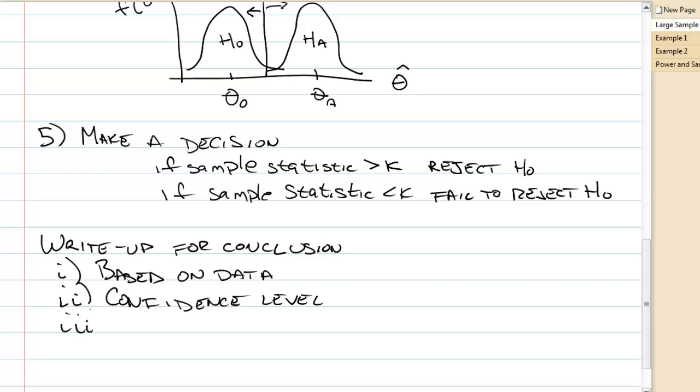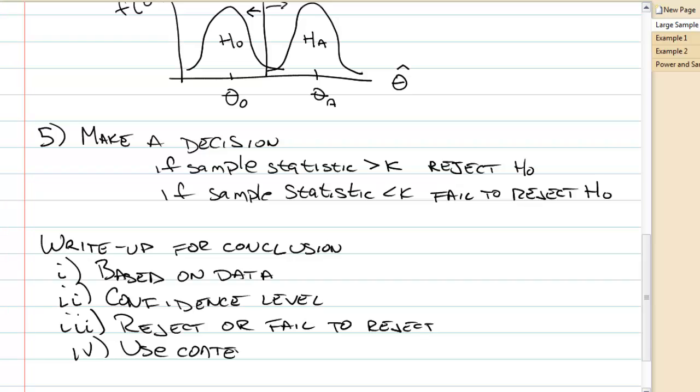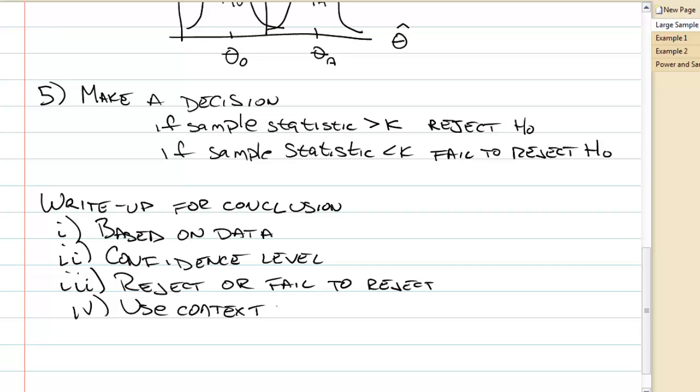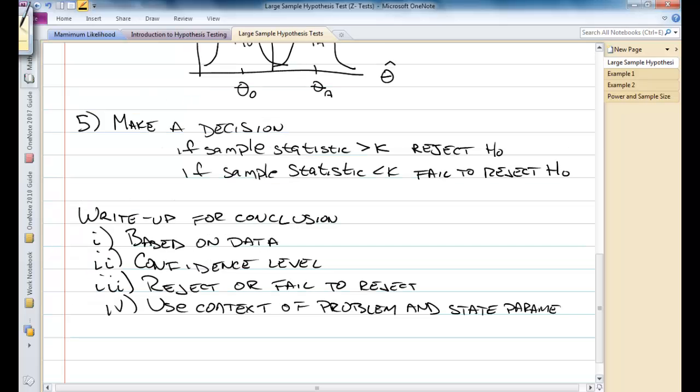Third, you need to tell them your decision, reject or fail to reject. And the last thing you need to do is use the context of the problem. So if we're talking about household income in America, you'll need to state that that's what you're making a decision about. And you also need to be clear what the parameter is, mean, proportion. Again, it's just to convey information to the reader. And that's it for this lesson.